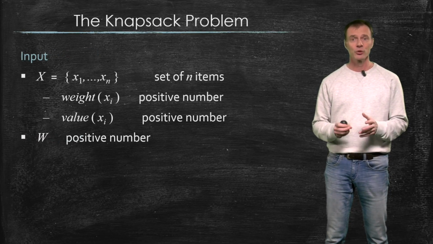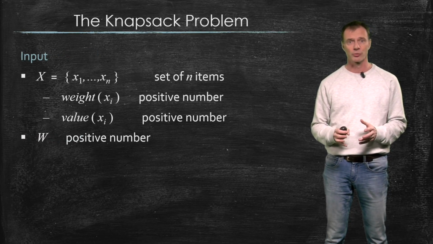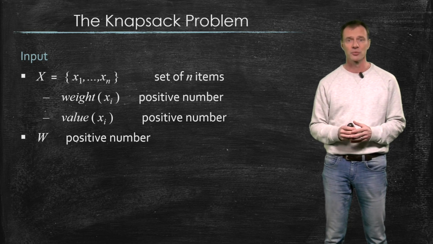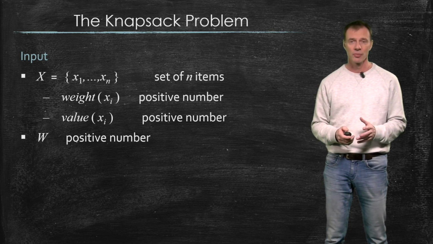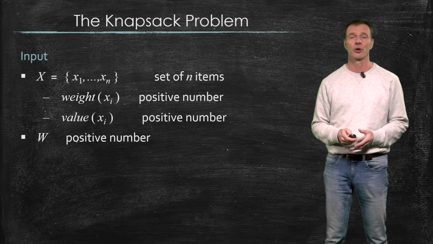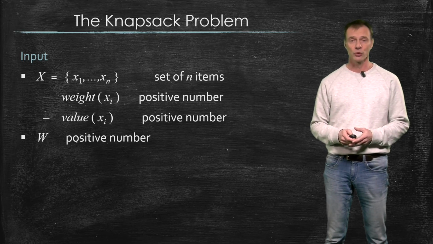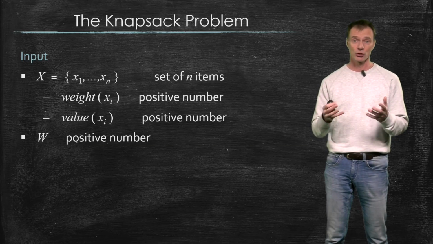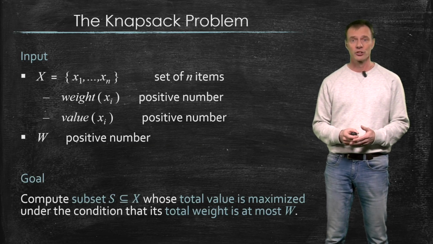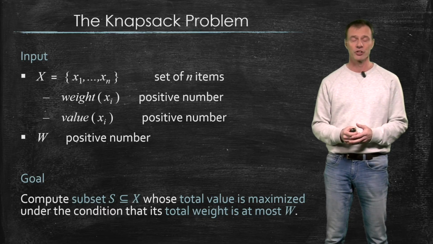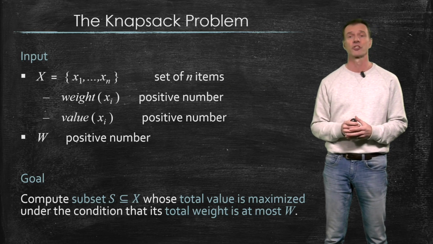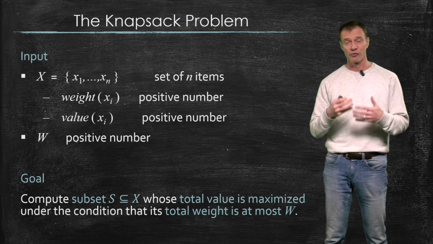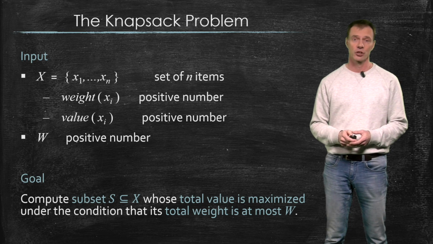So let's first review the basic notation that we use to specify the problem. So we have a set X of items, n items, and each item has a weight, which is positive, and a value. And here you see the notation for these concepts. And we also have a value W, which is the maximum weight we want to carry. So in other words, what we want to achieve is to select a subset of the items such that the total weight of the subset is at most W and the value of the subset is as large as possible.